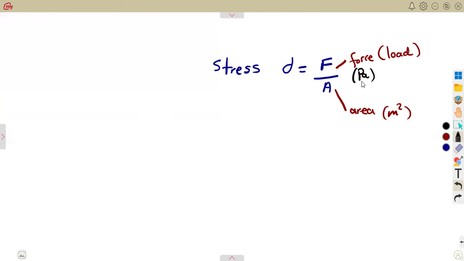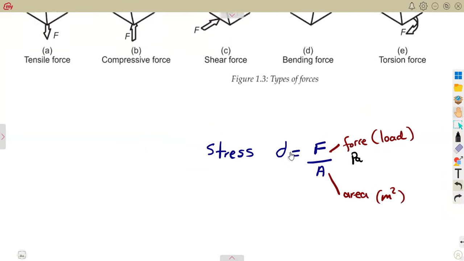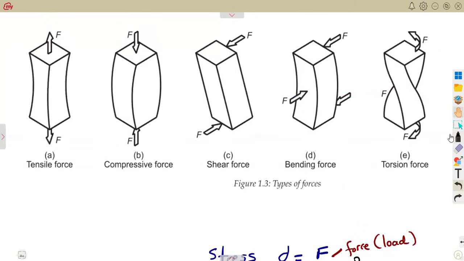So we're going to relate, is it the kilopascal? Is it the megapascal? It is supposed to be in pascal. Because the load, which is the force, is different, this is where we are now brought to the types of forces that we are given.